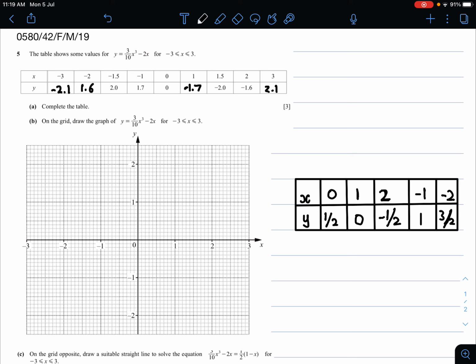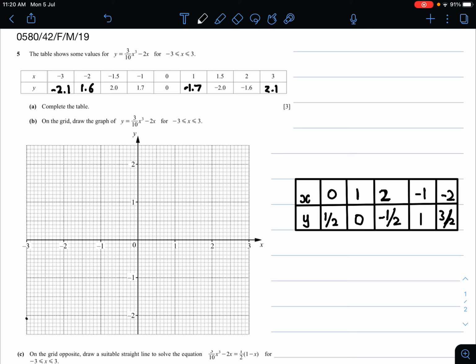So now for part A we completed the table. Now let's move to part B, where we have to plot the graph on the grid. So for minus 3, the y coordinate is minus 2.1, so that would be right here. For minus 2, the coordinate is, it's negative 2.1, so right here.